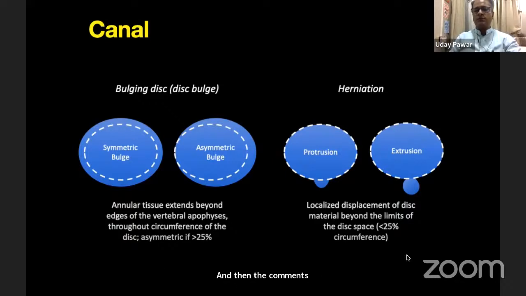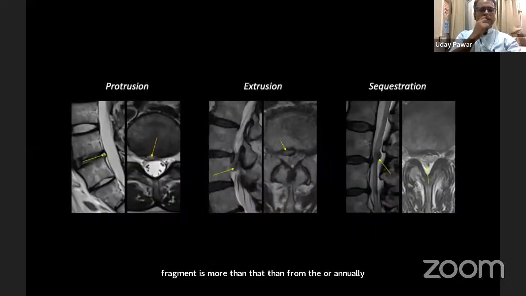A protrusion is where the diameter of the protruded fragment is less than that of the annular tear, and an extrusion is where the diameter of the extruded fragment is more than that of the annular tear. Same pictorial assessment: a protrusion on the left side image, and an extrusion, you can see it's inferiorly migrated and the diameter is more than the annular tear. And a sequestrated fragment is where there is no connection with the parent disc.